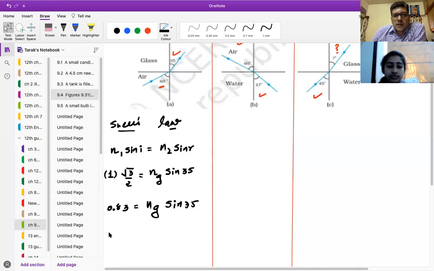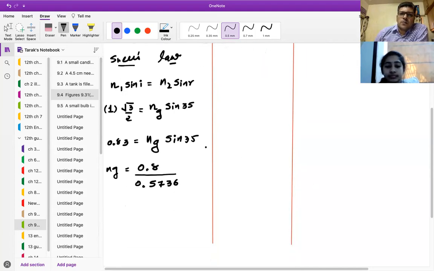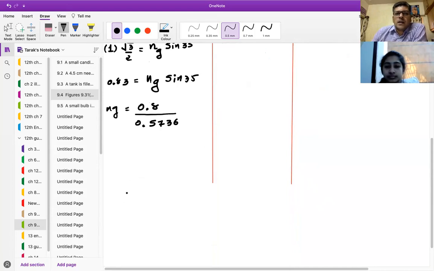So I'm just putting that n of g equals 0.8 divided by 0.5736. If you only put these values, 0.8 divided by 0.5, we'll have around 1 point something.